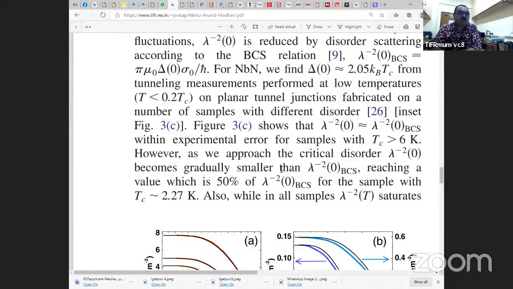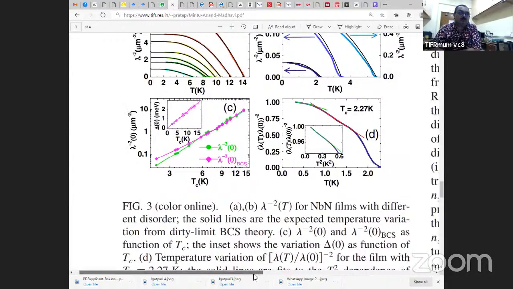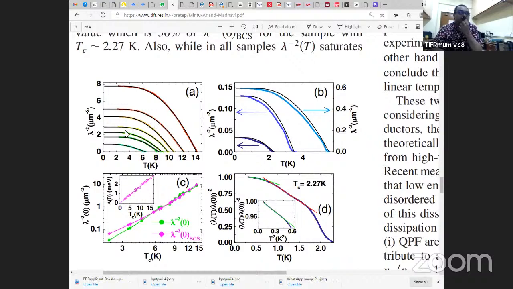What I want you to see is this data, for example. These are a set of sample superconductors which are increasingly more and more disordered, but the ones that you see here follow very well the BCS behavior. But when you go more disordered than these, then they start deviating from the BCS behavior. Let's take this most disordered sample, and you see that at intermediate temperature, you have a large range where the superfluid density is varying linearly with temperature. Is it clear? Is there any question?